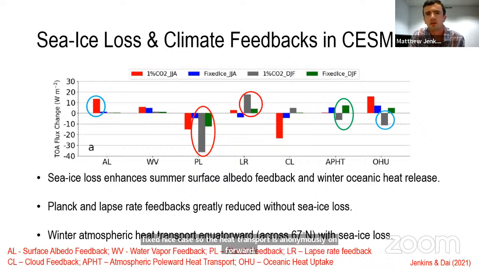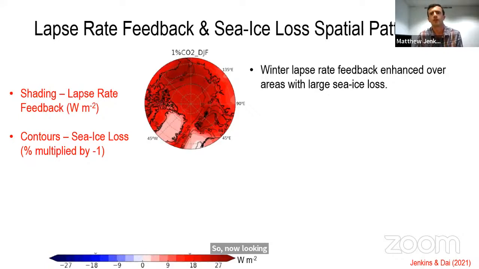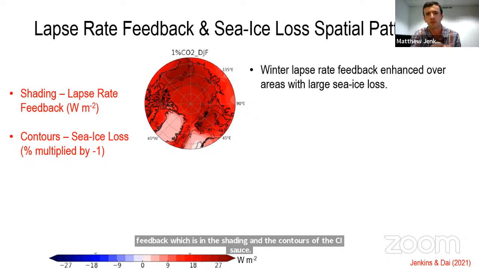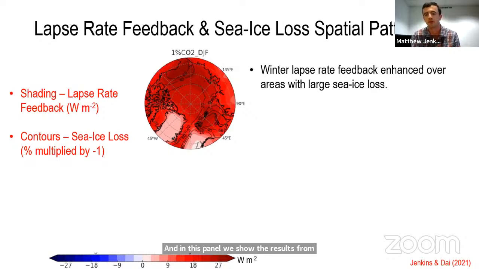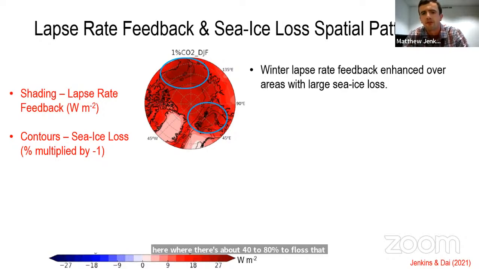Now looking at some spatial patterns for some of the feedbacks, here are the spatial patterns of the lapse rate feedback, which is in the shading, and the contours of the sea ice loss. In this panel, we show the results from the 1% CO2 run during the wintertime. We can see that over the areas with the largest sea ice loss, the lapse rate feedback is enhanced. Right where I've circled with the blue circles, where there's about 40 to 80% sea ice loss, that's where the largest lapse rate feedback response occurs. And we don't see that necessarily in the central Arctic.